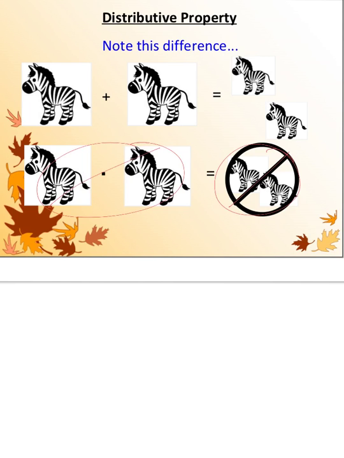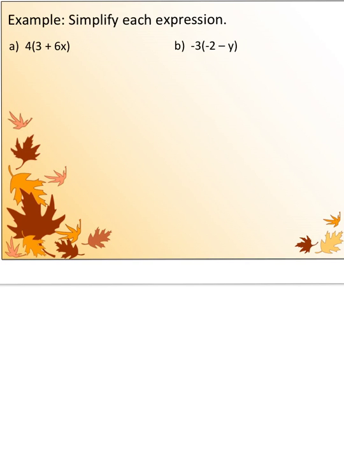So try to remember with the zebras that if you were adding, you put them together. If you're multiplying, it becomes a squared. So this would be like zebra squared, because there's two of them and we're multiplying. Just something silly.